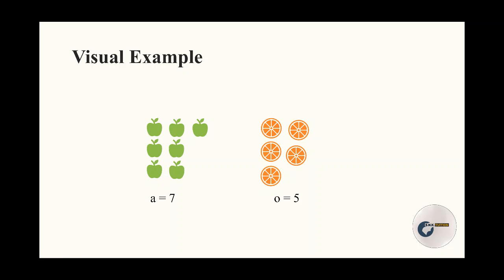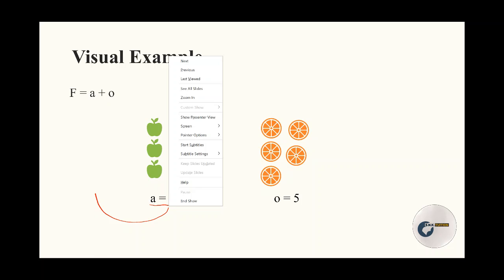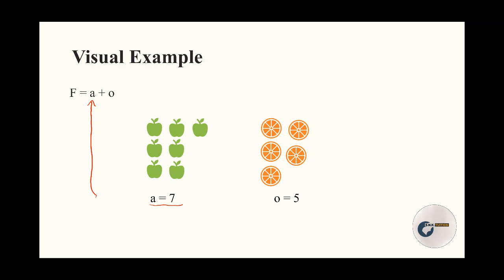Well, it's the exact same if you no longer have a visual example and now it is more abstract. So here we don't know that it's fruits and it's apples and oranges. We're simply told that f is equal to a plus o. And we're told here that a is equal to 7, so we replace the a with 7, and we're told that o is equal to 5, so we replace the o with 5. And again, our answer is 12. So all we are doing when we're substituting is using the information given in the question, replacing it into the formula, and then calculating.